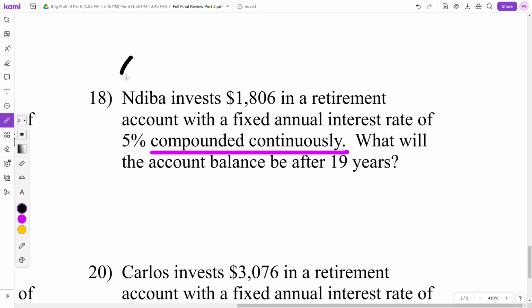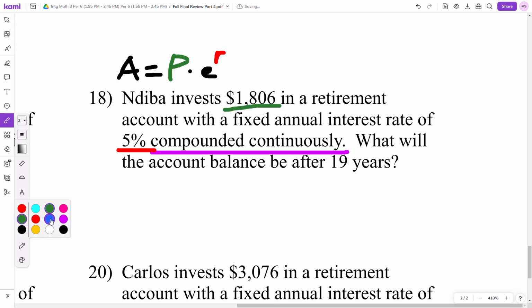So what's that formula, you ask? Well, it's A equals P, the principal, times E, that's right, to the power of RT. But what's RT? R is the interest rate. I have to color code this too. And T is just like last time. It's the number of years. And remember that E is just a number.